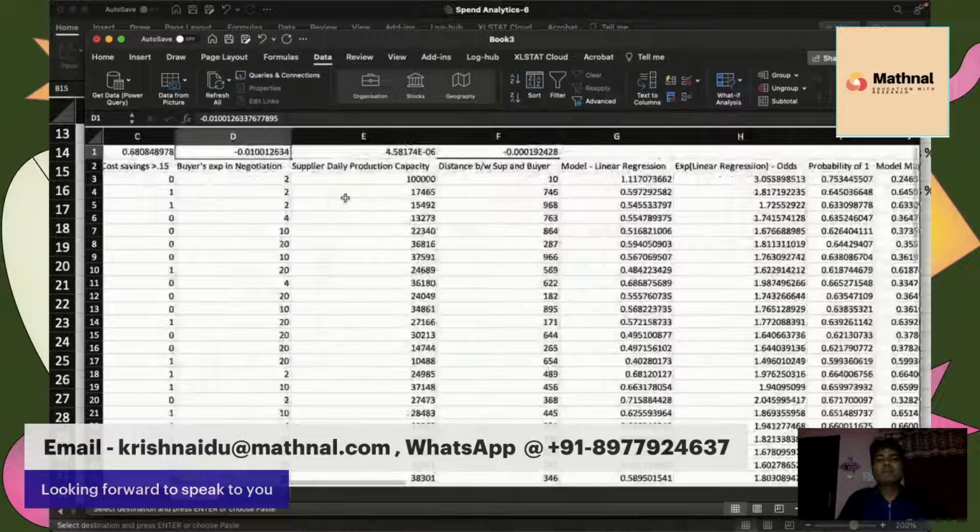It also makes sense. So our model, the spend analytics model, is suggesting that we need to come up with a buyer who is very energetic and young. We need to choose a supplier whose daily production capacity is very high. We need to choose a supplier whose distance from the buyer is very low, right? And we have enough evidence to suggest that yes, if we want to improve our cost savings to more than 15%, this is what the model is suggesting to us. We have used a logistic regression machine learning algorithm to understand the spend analytics, and based upon these suggestions we can make our decisions to generate the spend management solutions.